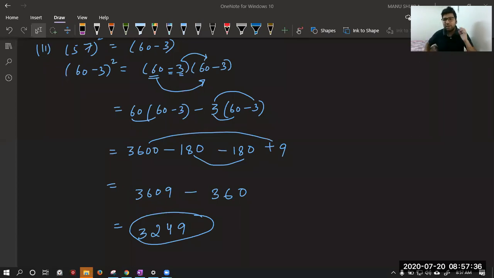Now we will start with triplets of Pythagoras. Yes, Abhinav, I'm starting that only. Next topic, Pythagorean triplet. Let's start.